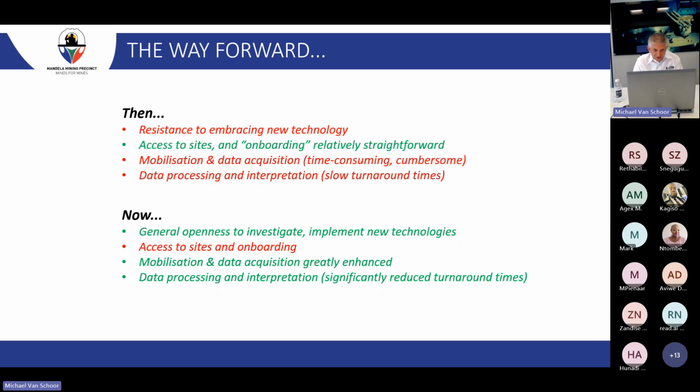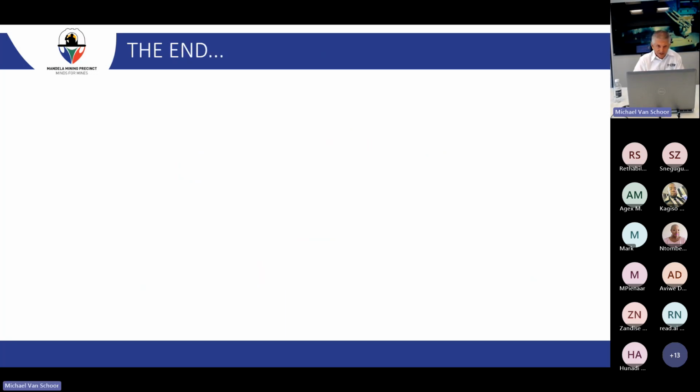However, it's quite difficult to gain access to sites and to actually prepare for surveys. Mobilization and data acquisition have improved quite a bit, and so has processing and interpretation, to the point where our turnaround times are now more competitive and more attractive to the guys on the mine. I think that's the end of the presentation. Yeah, that's it.